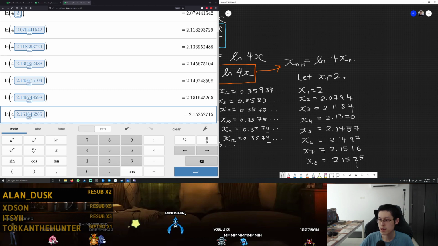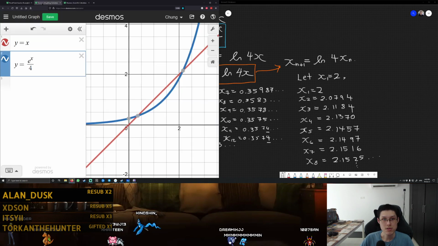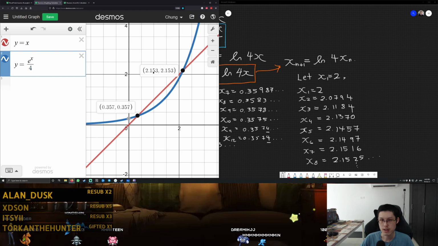Yeah, so you keep going until the last decimal stops changing. Yep, and then eventually you get your answer. So there you go, 2.15. And as you can see from here, that is the other root, 2.153. Ta-da! So that's what you do.